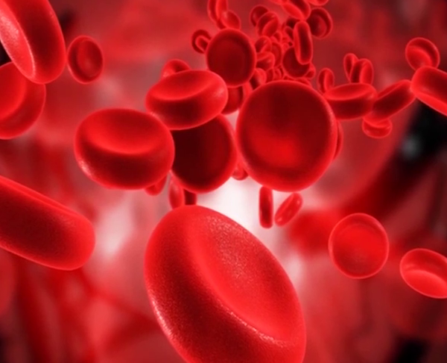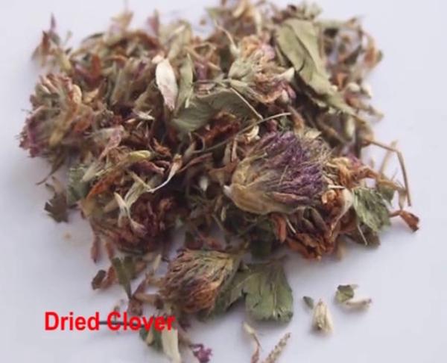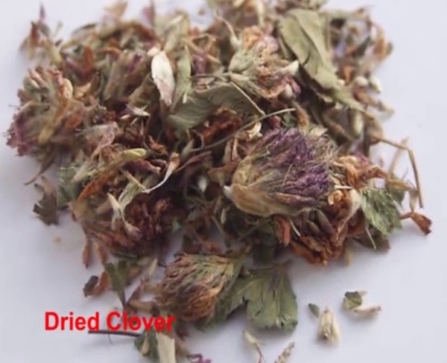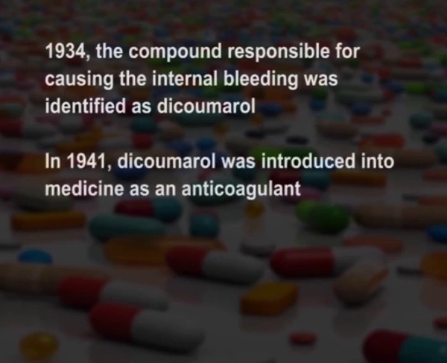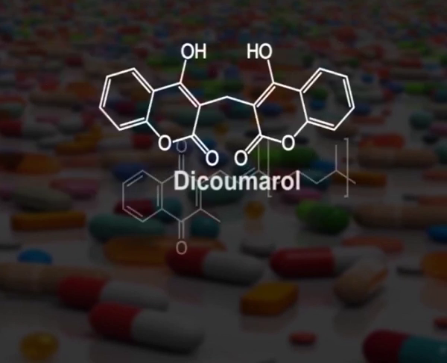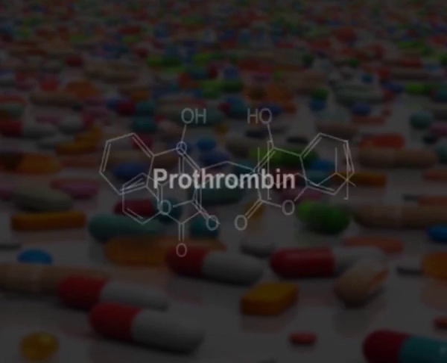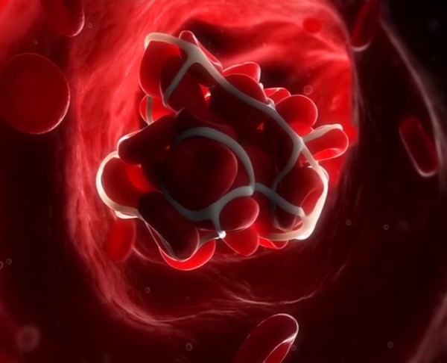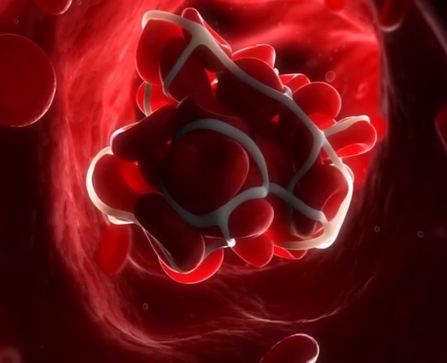In 1921, it was shown that improperly dried clover hay gave rise to internal bleeding in cattle. In 1934, the compound responsible for causing the internal bleeding was identified as dicoumarol. In 1941, dicoumarol was introduced into medicine as an anticoagulant. Dicoumarol competes with vitamin K, and since vitamin K is required for the synthesis of prothrombin, clotting of blood is prevented, and therefore this compound finds use in diseases such as thrombosis.